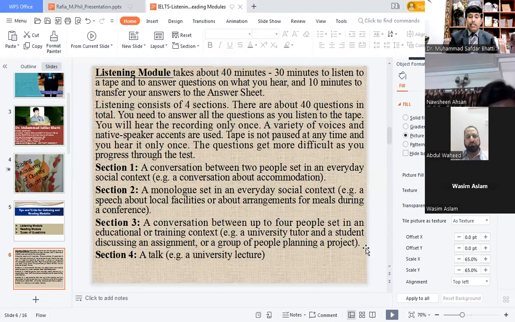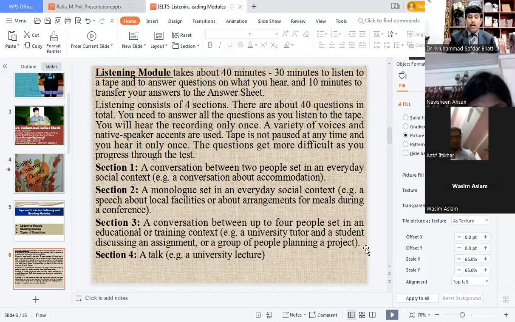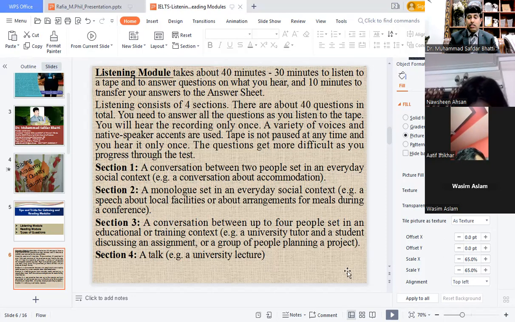In section 1, there will be a conversation between two people set in an everyday social context. It can be a conversation about accommodation. While in section 2, there will be a monologue set in an everyday social context. It can be a speech about local facilities or about arrangements for meals during a conference. In section 3, there will be a conversation between up to 4 people set in an educational training context. It can be a university tutor and a student discussing an assignment, or a group of people planning a project. While in section 4, there will be a talk. It can be a university lecture.